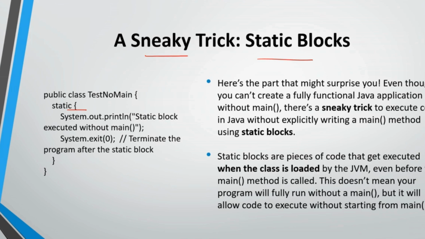Static blocks are pieces of code that get executed when the class is loaded. At the time of class loading itself, it gets executed by the JVM. Okay, so even before the main method is called. This doesn't mean your program will fully run without a main method, but it will allow you to run some piece of code without using the main method. Here we can see the example. I am running this static block, executed without the main. And to terminate this program, I am using the System.exit method. So what it will do is terminate the program. Okay, so that's the thing. I hope you have understood the static block.